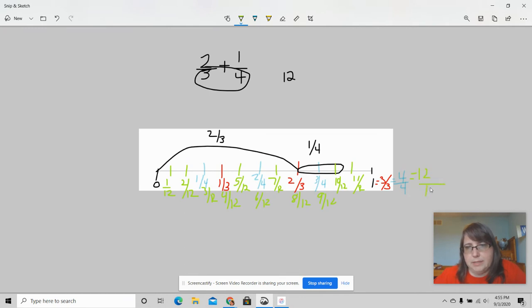So I start here at 2/3, and then to add a fourth, well, a fourth is the same as 3/12, so I'm going to go over 1, 2, 3/12, so it actually lands on 11/12. So my estimate was a little shaky there. I see that my final answer should be 11/12.